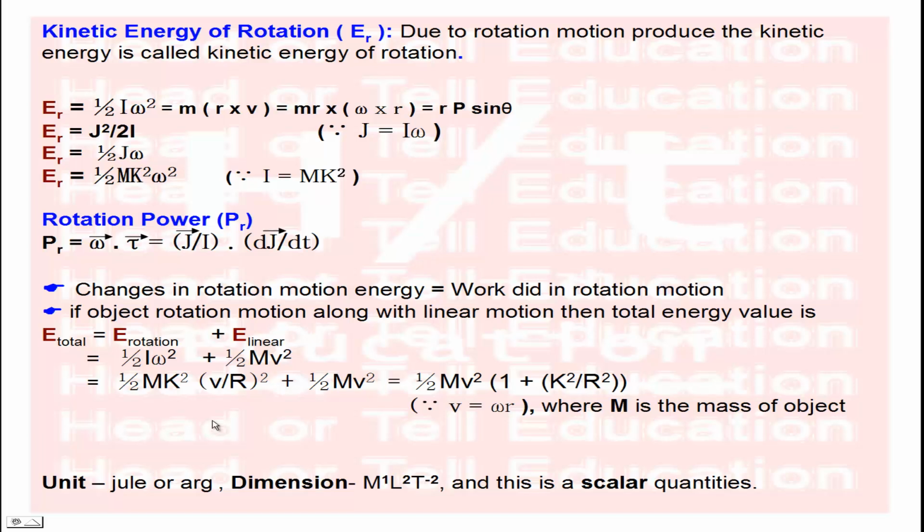Now replace I with M k square, so half M k square, and omega square is v square by r square, plus half M v square, which equals half M v square times one plus k square by r square, where M is the mass of the object. The unit is joule or erg. The dimension is mass to the power 1, L to the power 2 and T to the power minus 2, and this is a scalar quantity.